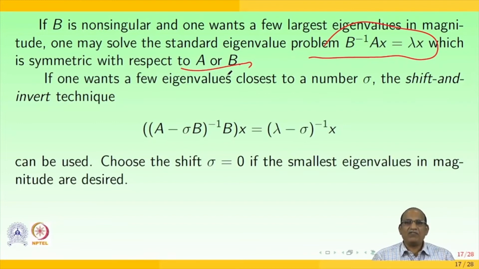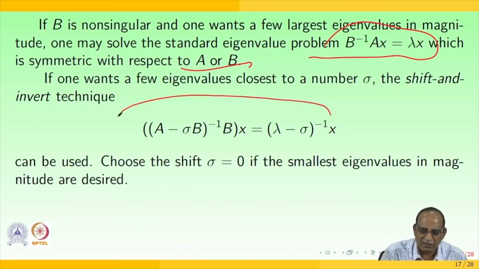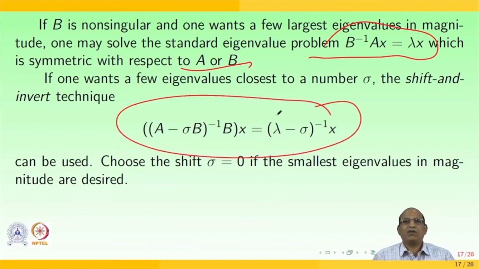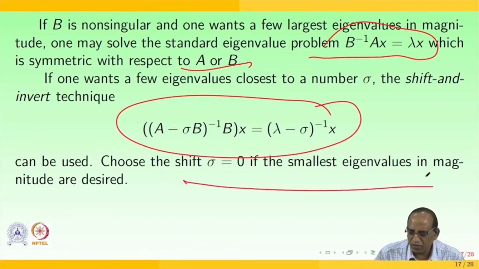If one wants a few eigenvalues closest to a number sigma, the shift invert technique (A minus sigma B) inverse Bx equal to (lambda minus sigma) inverse x can be used. Choose the shift sigma equal to 0 if the smallest eigenvalues in magnitude are desired.